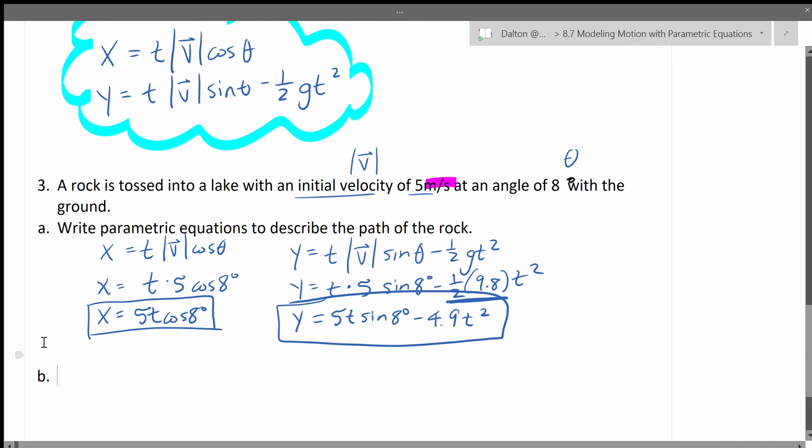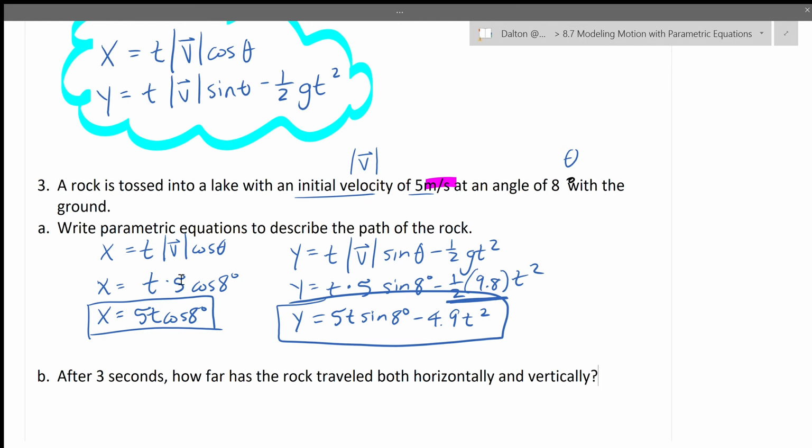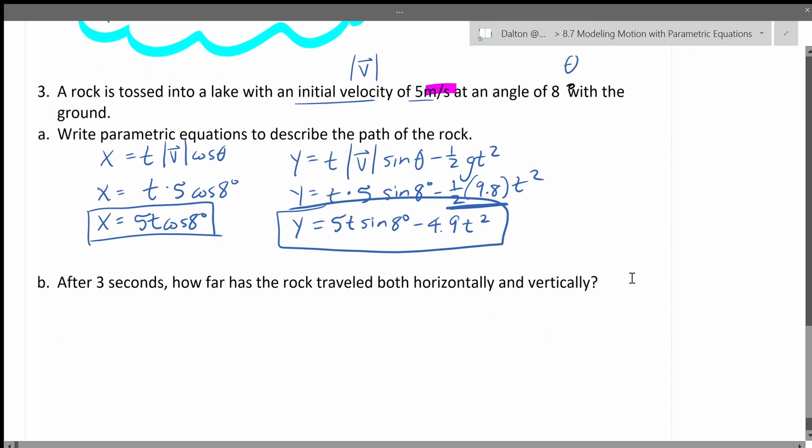Okay, once you have those parametric equations, we can answer some questions. So part B is going to say, after 3 seconds, how far has the rock traveled both horizontally and vertically? And that's where these equations are going to come into play. So now I have a value for time after 3 seconds. So this time I'm substituting in 3 everywhere I see t, and I'm going to simplify. And since I'm asking for both horizontally and vertically, you're going to plug it into each of the parametric equations.